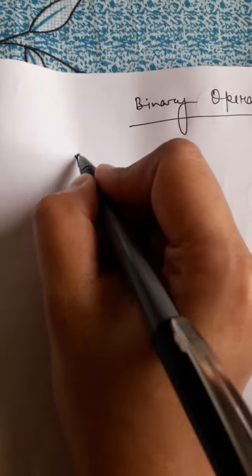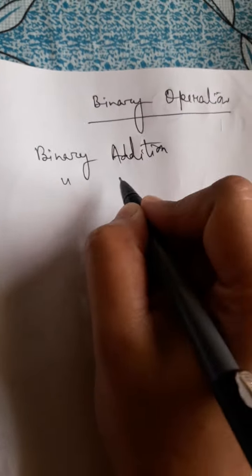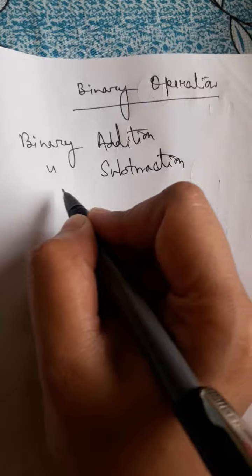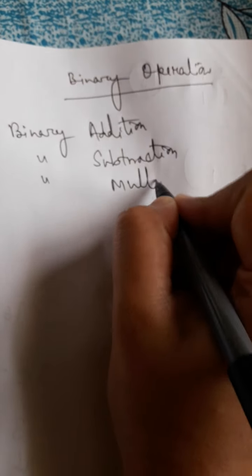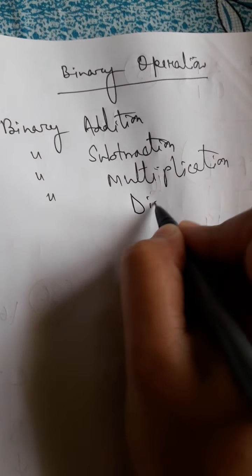Good afternoon, students. Today I am going to show you the concept of binary operation. There are four types of binary operation, that is binary addition, binary subtraction, binary multiplication, and binary division.